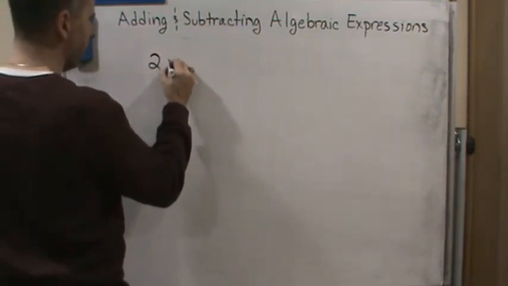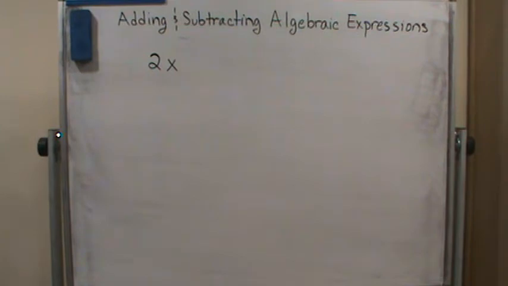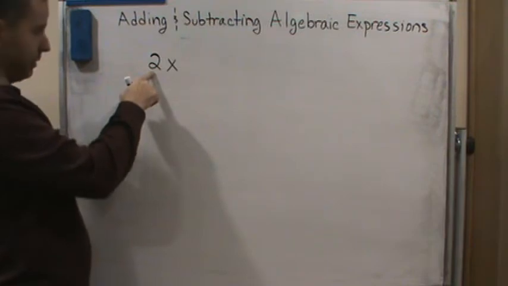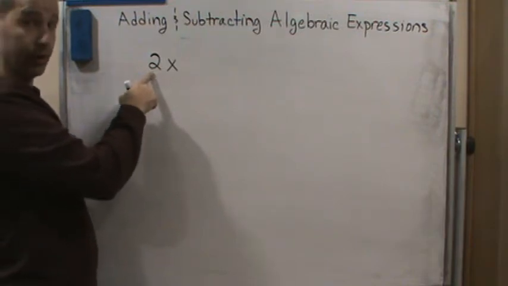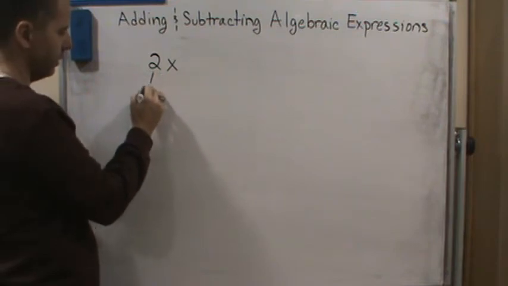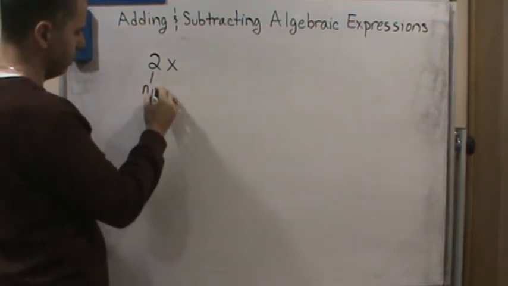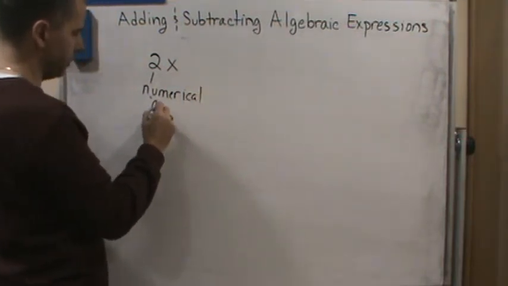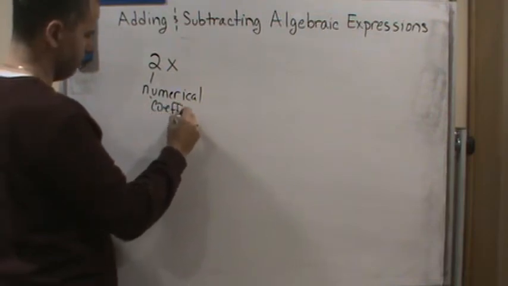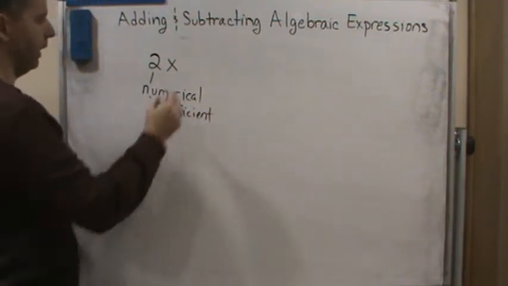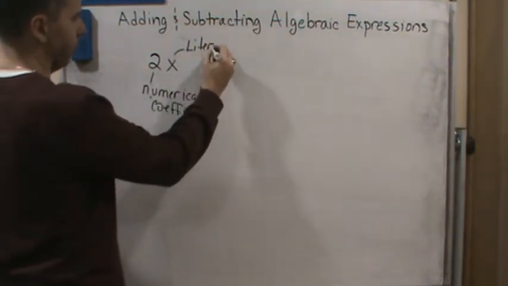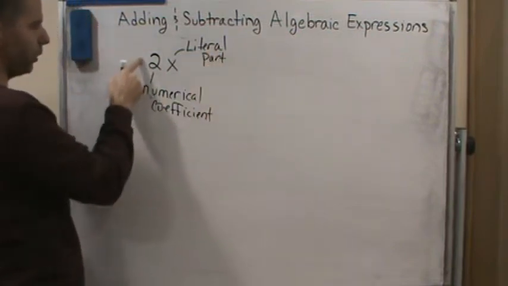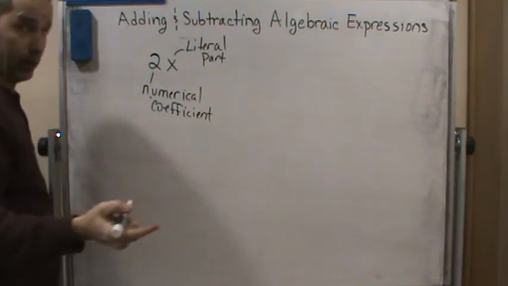So first of all, if I have an algebraic expression like this, this is what we call the numeric part. This is also called the numerical coefficient. And this is called the literal part, or the variable part. So we have the numerical part and the literal part or the variable part.